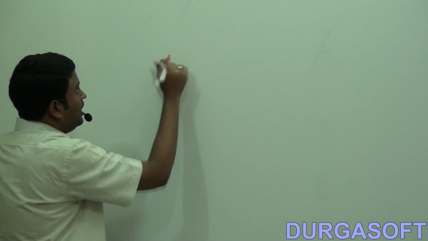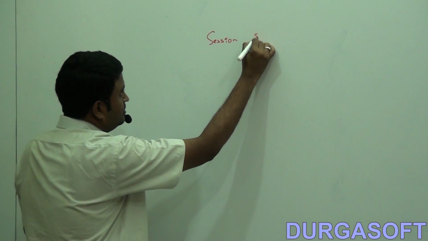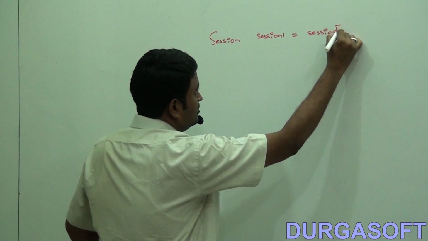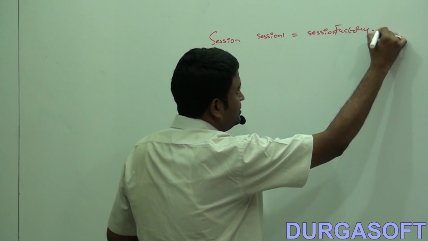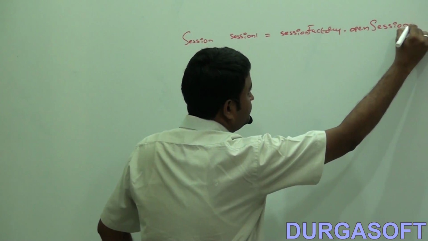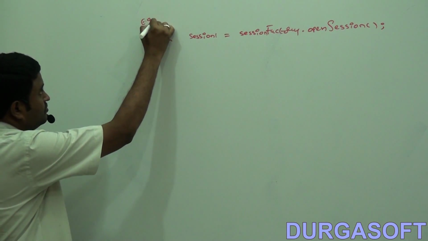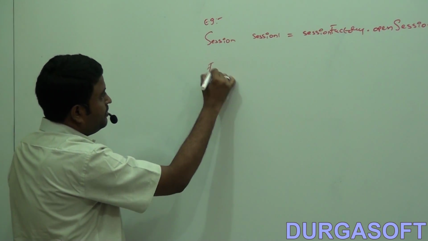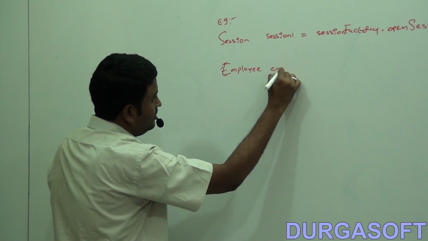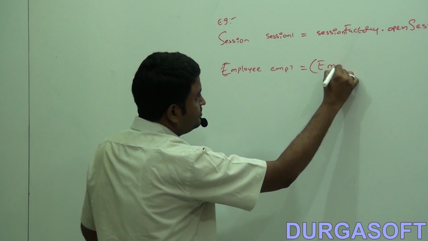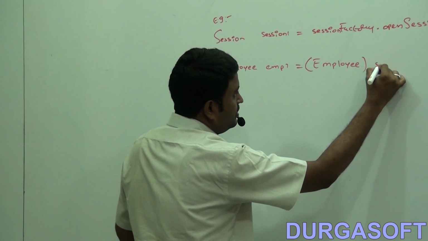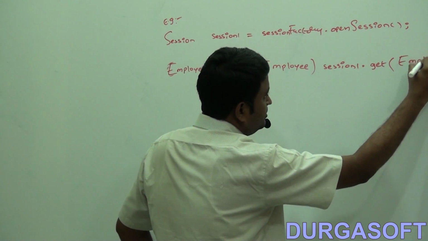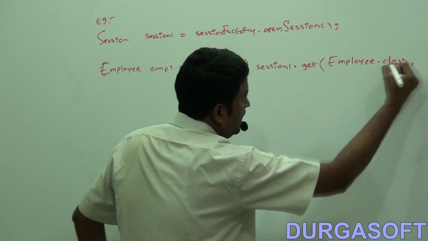For example, I am creating one session, session1 equal to sessionFactory.openSession. Through session1 I am loading one employee object, emp1 equal to session1.get, passing Employee.class and the employee number.